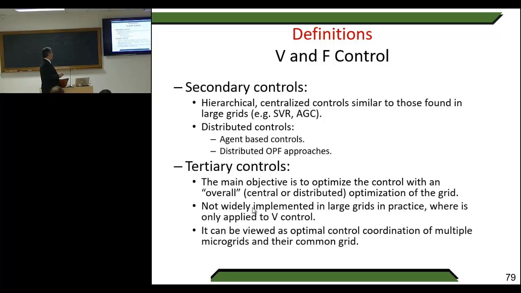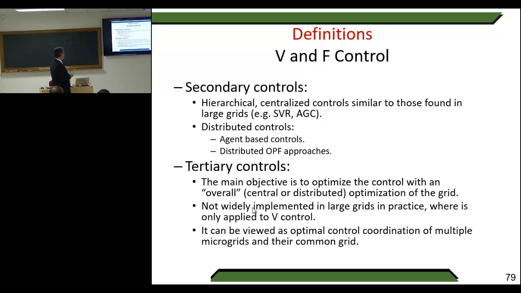And finally, tertiary controls. The main objective is to optimize the control with an overall central or distributed optimization of the grid. It is not widely implemented in large grids. They apply normally to voltage control only. It depends also on whether you define tertiary control as the economic operation of the system, then of course it applies with the power exchange or some day-ahead market.